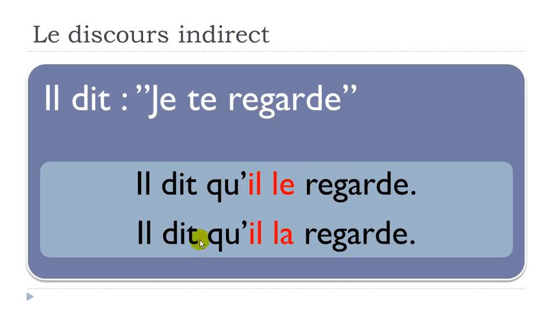Okay, and then the second option, it's almost the same, but if you look carefully, il dit qu'il la regarde. Okay, and in that case it would be a woman or a girl, according to what was previously said. So in that case we really need to know before whether we're talking about a boy or a girl, a man or a woman, okay, because if we don't, then it can be tricky to put this into discours indirect, because we won't have any clue whether it's le or la.